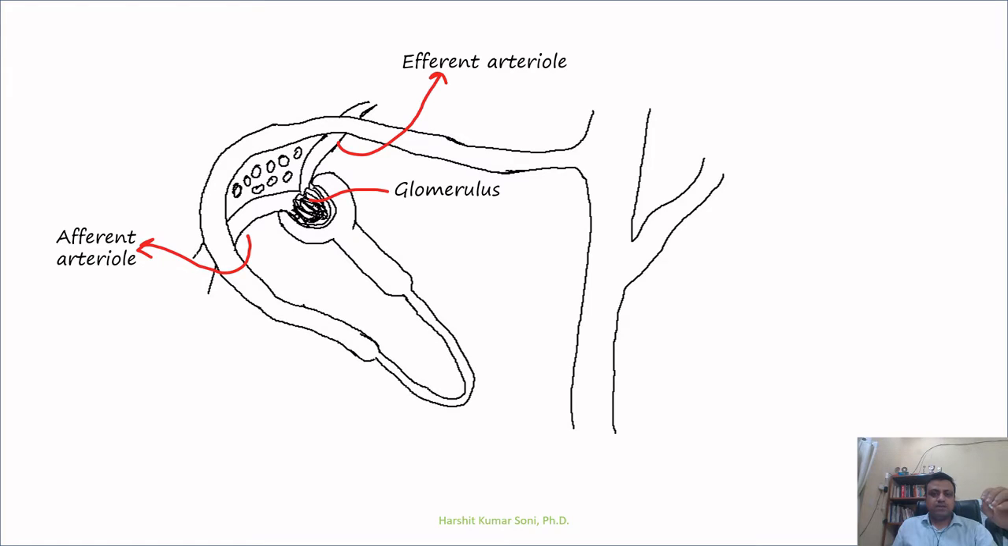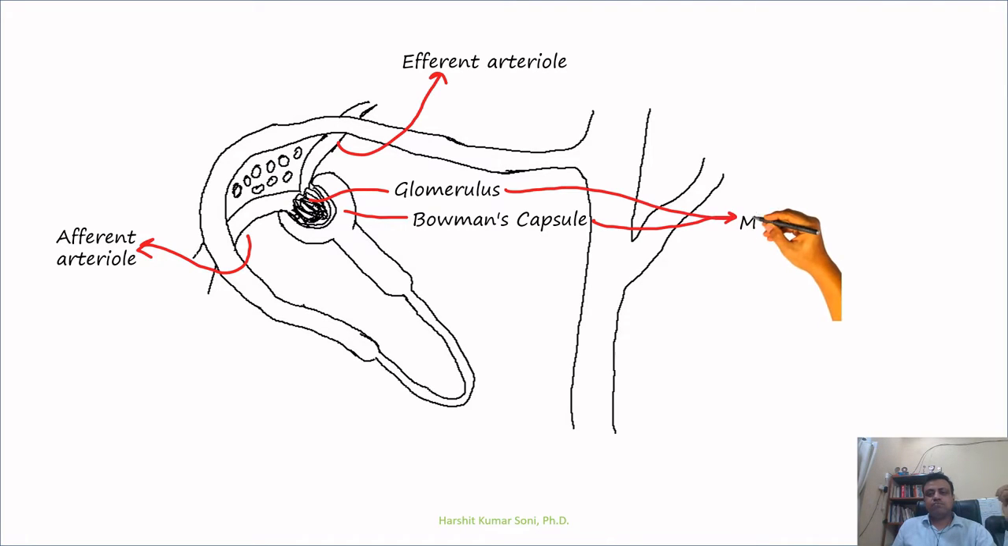This network is formed within a horseshoe-shaped structure of the nephron. You can see here, this is a horseshoe-shaped structure, and that structure is called Bowman's capsule. Both the glomerulus and Bowman's capsule together form the Malpighian body. After the blood is filtered, the filtrate comes from the glomerulus to Bowman's capsule.